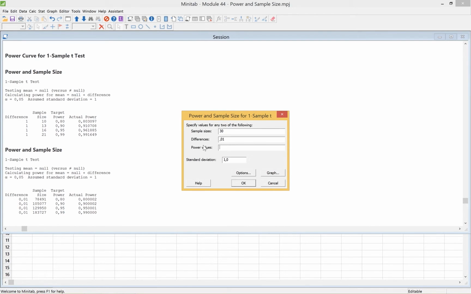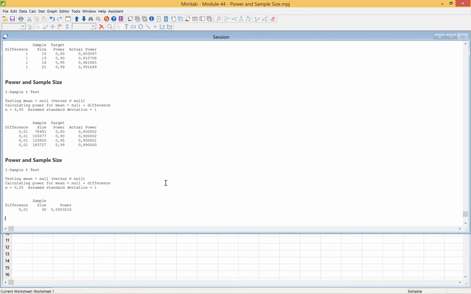Now, what's the risk to the customer? What is that beta value? So we can click on OK, and what we see is the beta value is, oops, difference to detect, it's 0.05.